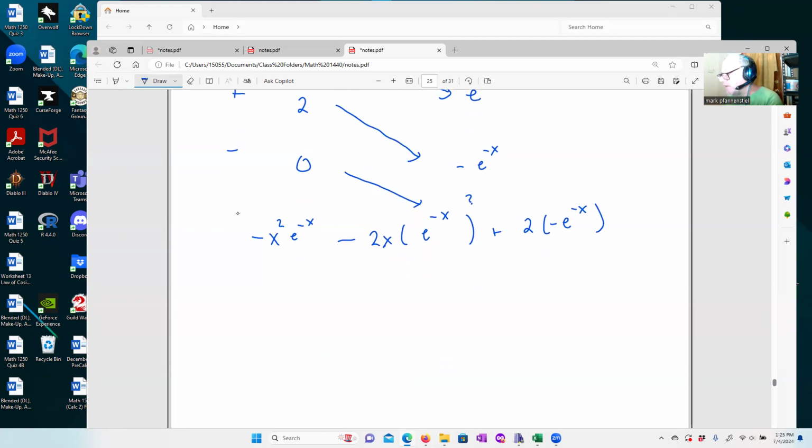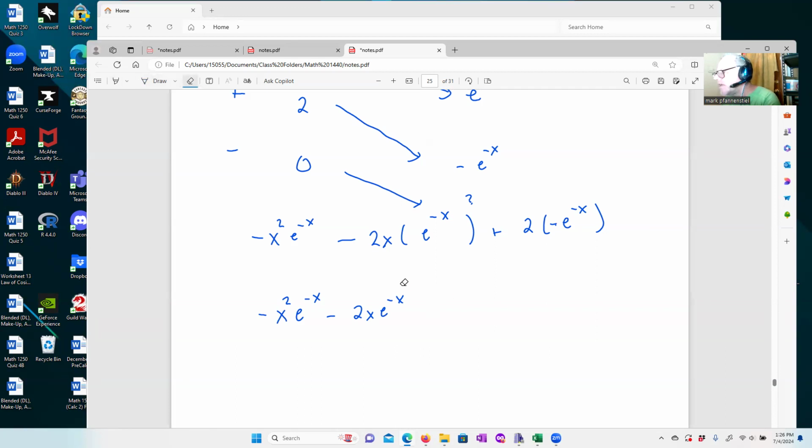Okay, so let's go ahead and regroup. So we have a negative x squared e to the negative x, minus 2x e to the negative x, plus, remember there's a minus here, so let's go ahead and put that in as a minus. We erase that so it's clear what sign I'm talking about. Minus 2 e to the negative x, plus c.